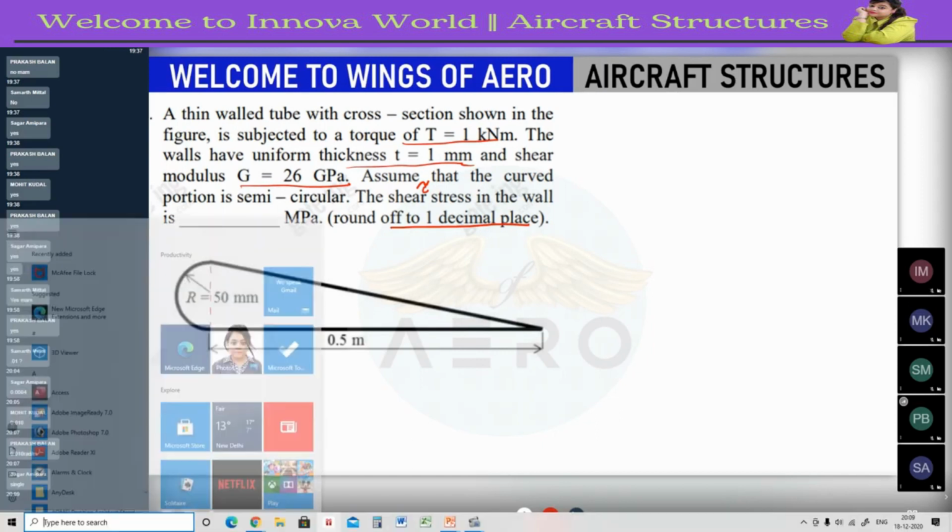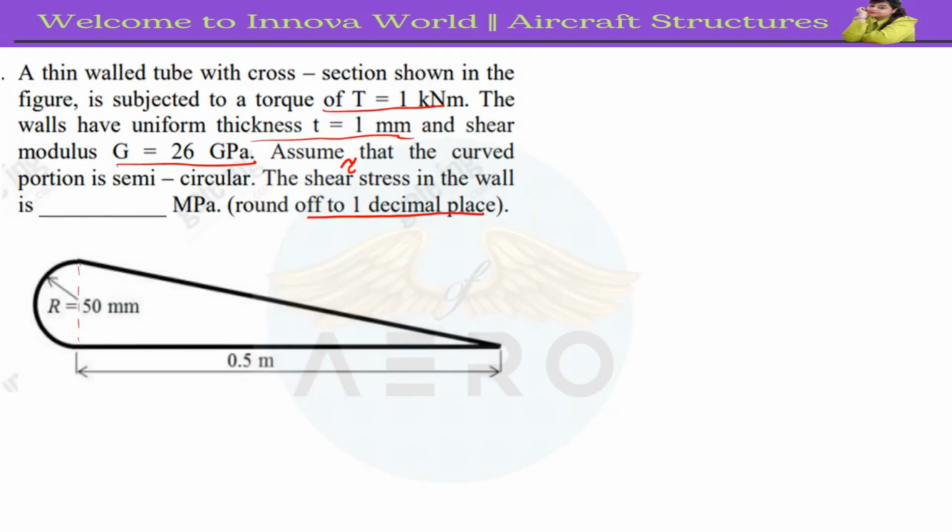Okay. So in this single cell, the shear flow is going to be the same in the closed section, right? So if I consider from this point, this is one point called A, B and C point, right? And the torque is applied in this way, that is T, that is 1 kilonewton meter, that is 10 power 3 newton meter. So it's going to be Q. So T equals 2QA, right?